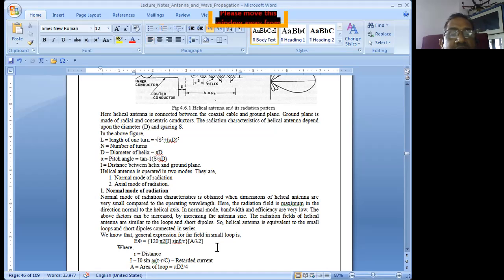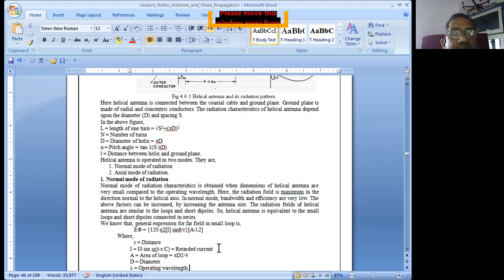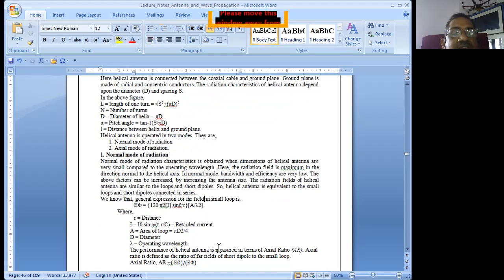So that means, we have already discussed this E phi value, which we have to remember, and the same formula we refer to here also. But here the dimensions are those of the helical antenna. A is the area of the loop, which is pi d squared by 4. I is the retarded current, which is I0 sin(omega t minus r by c), and r is the radial distance. d is the diameter of the loop that we are considering, and lambda is the operating wavelength.